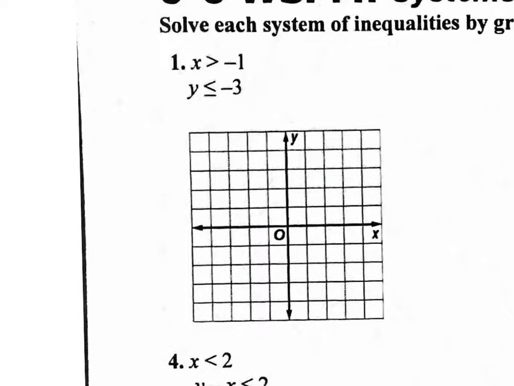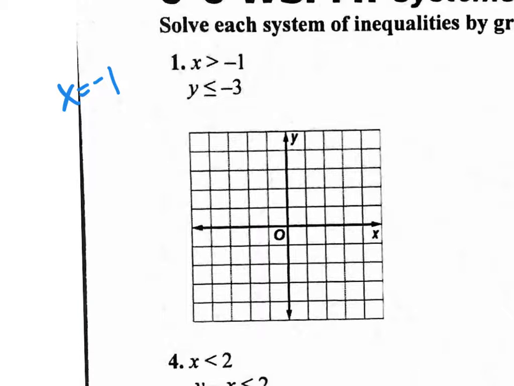Whenever you have a letter equaling a number, it's going to be either a horizontal line or a vertical line. Now, when it's x equals a number, it's a vertical line. When it's y equals a number, it's a horizontal line. The only difference is they have inequalities here. So still, on the top equation, x is greater than -1. Let's pretend that it says x equals -1.